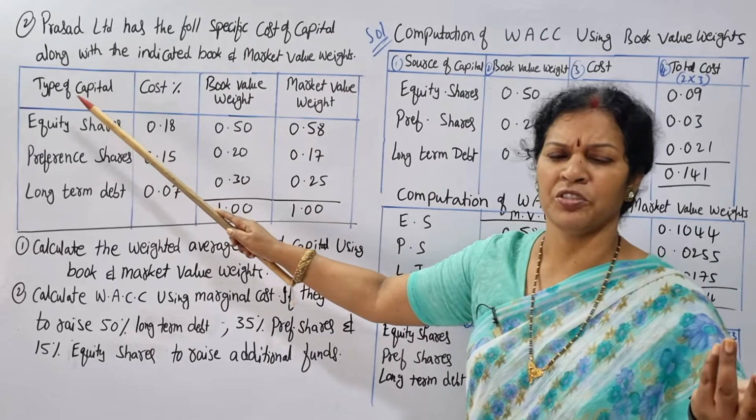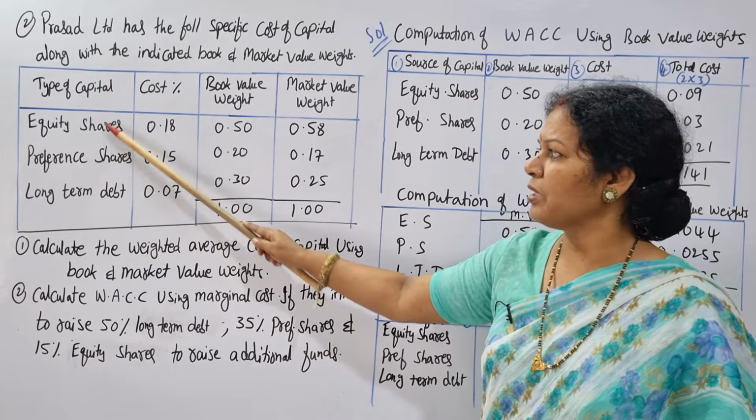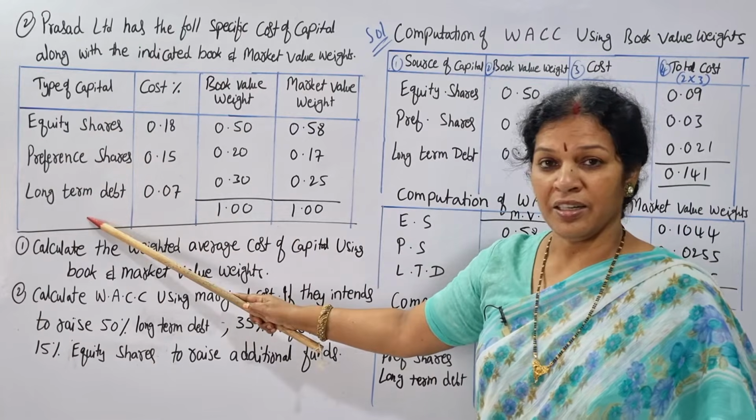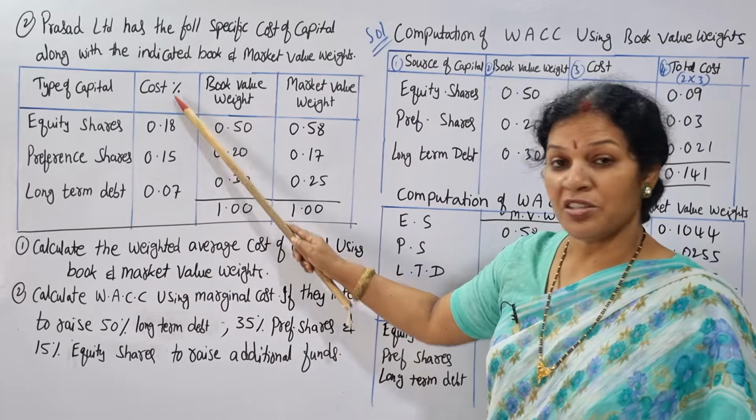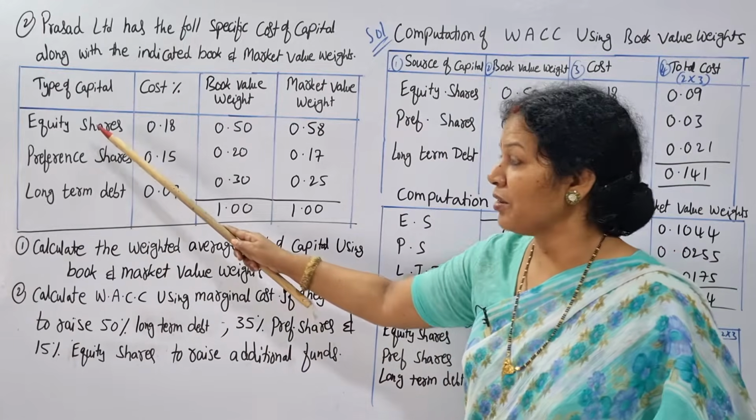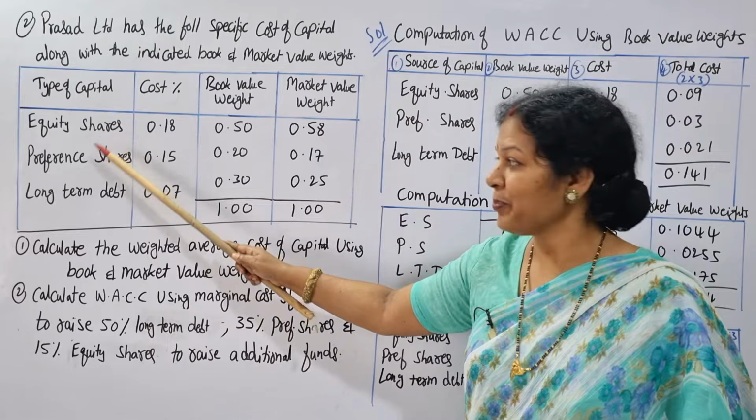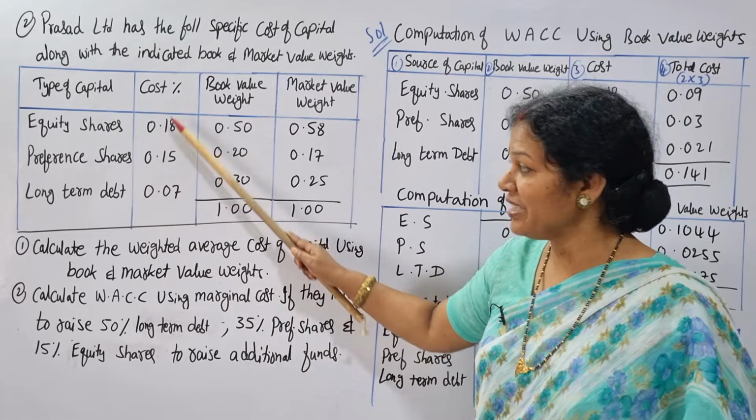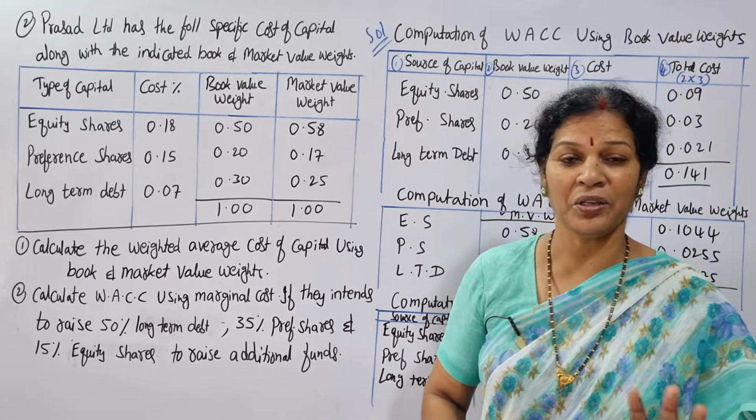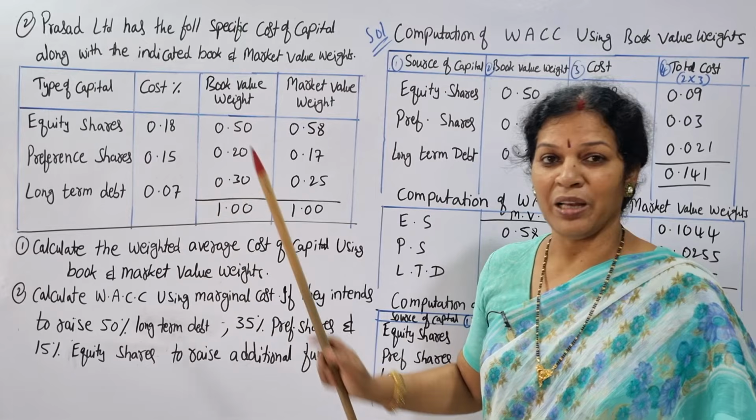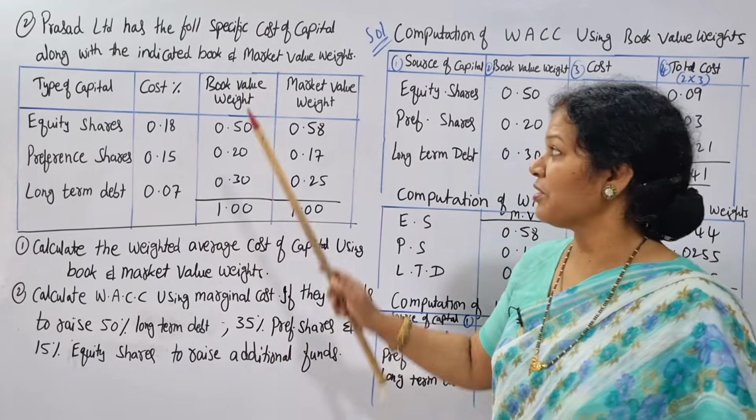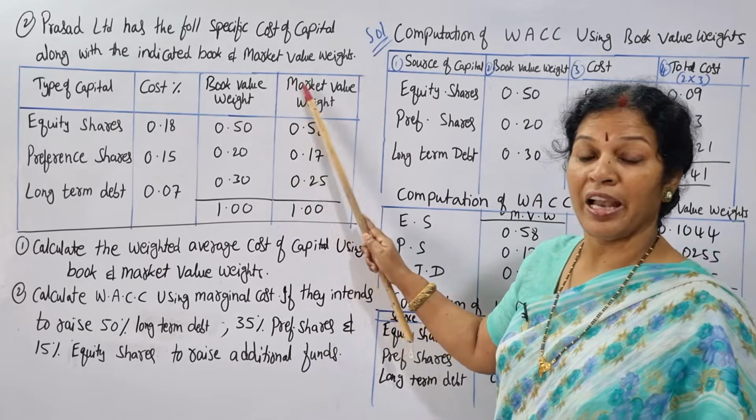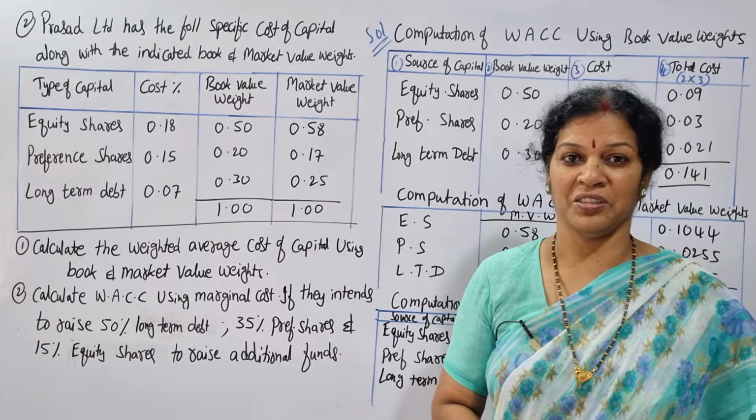Types of capital. How many types of capital are there? 3: equity shares, preference shares and long-term debt, meaning debentures. Cost percentage: cost of equity shares KE, cost of preference shares KP, cost of debt KD. This is given to us. You need not calculate. The values are already given, no calculations. Now book value weight is also given. Weight as per the book value is this much, as per the market value is this much.